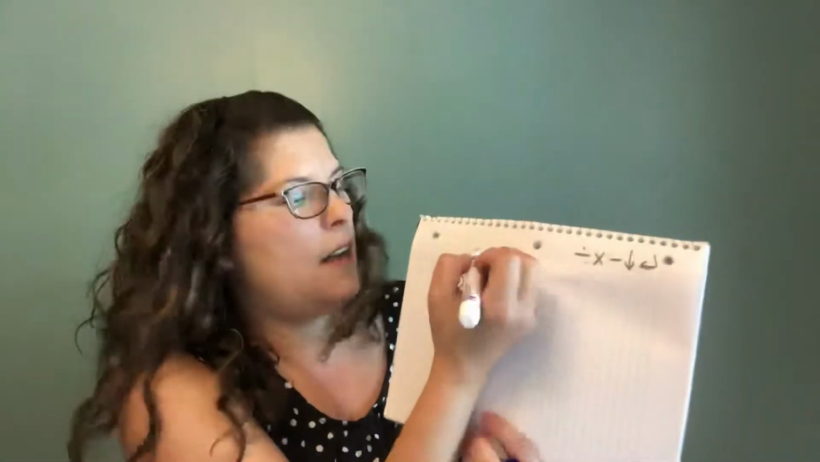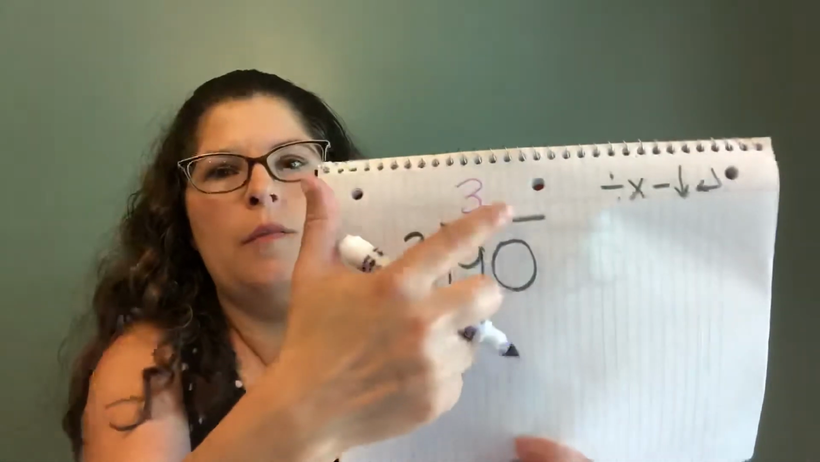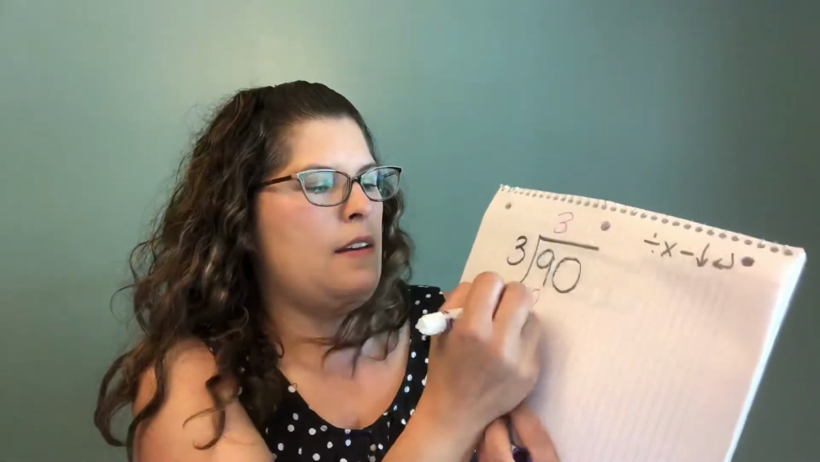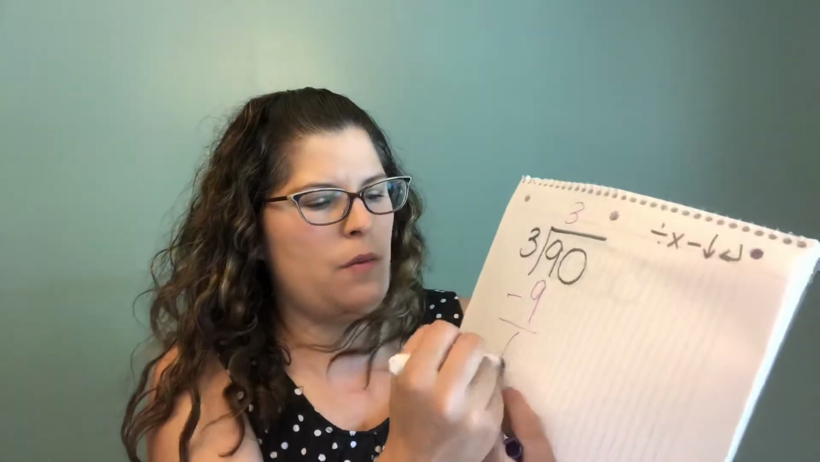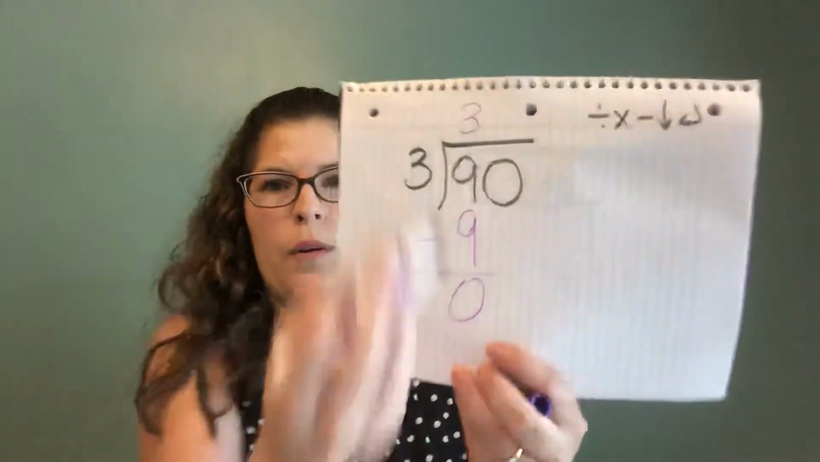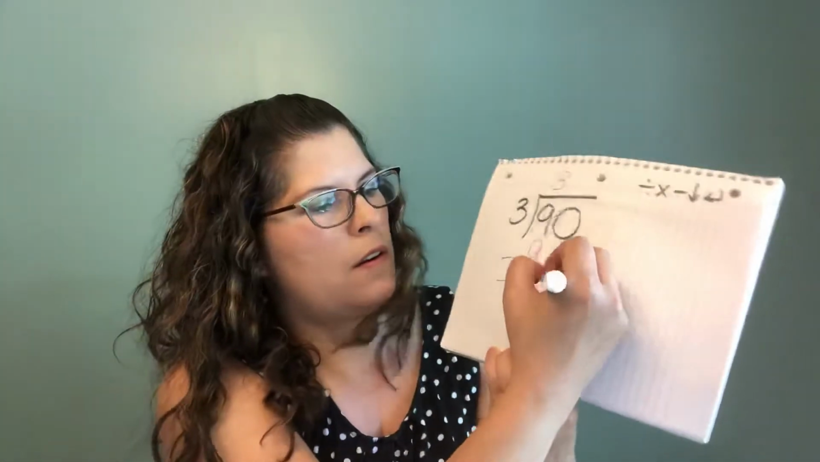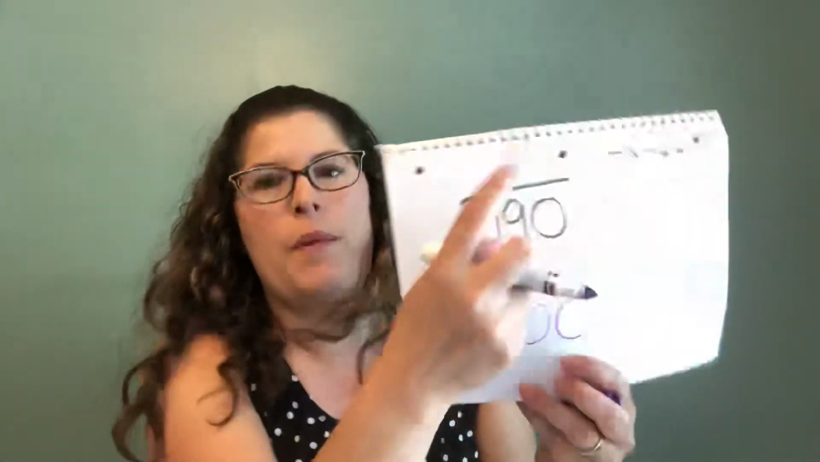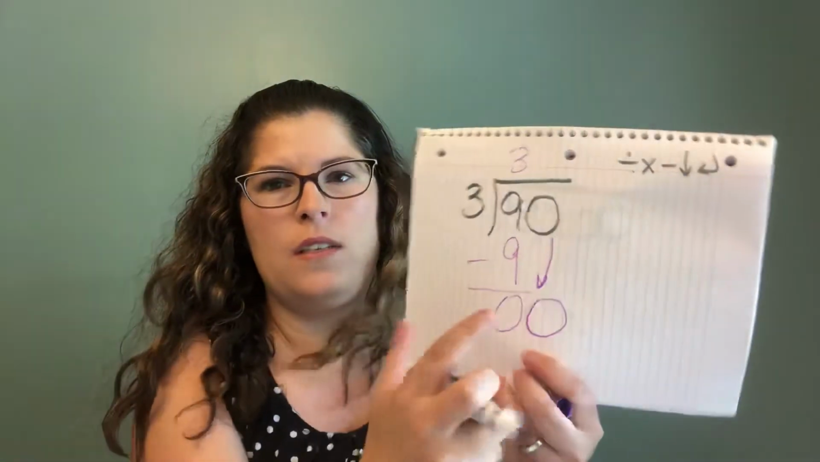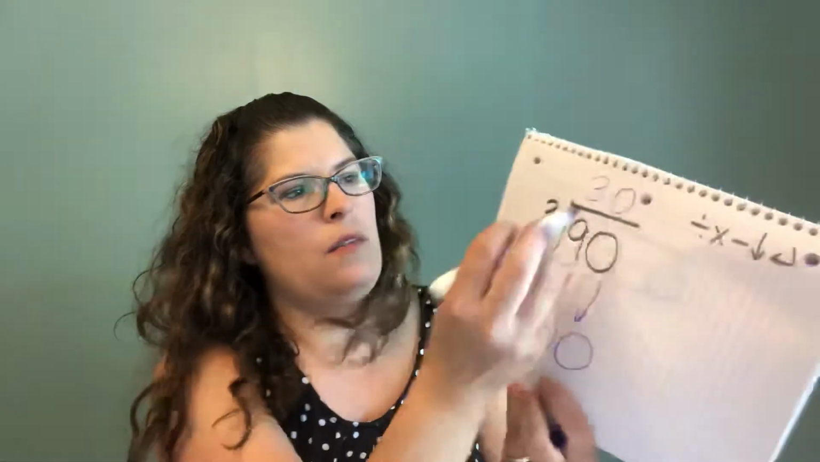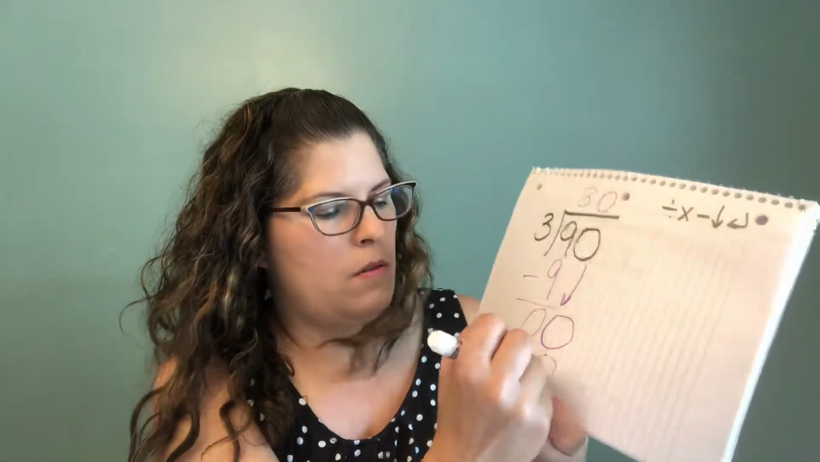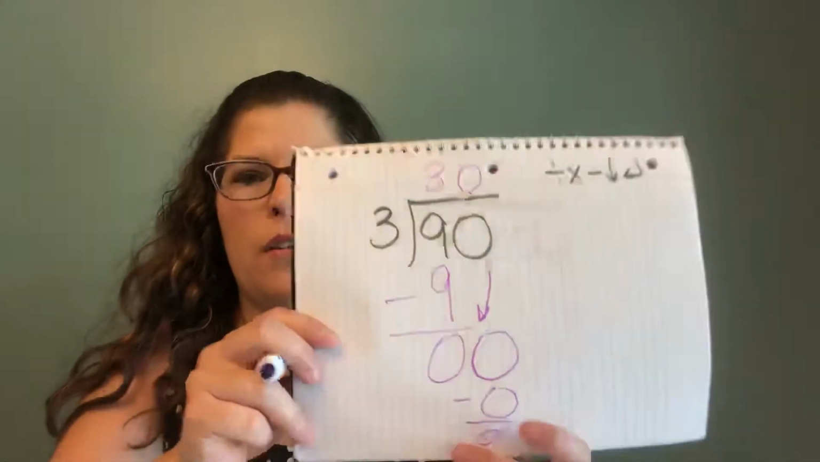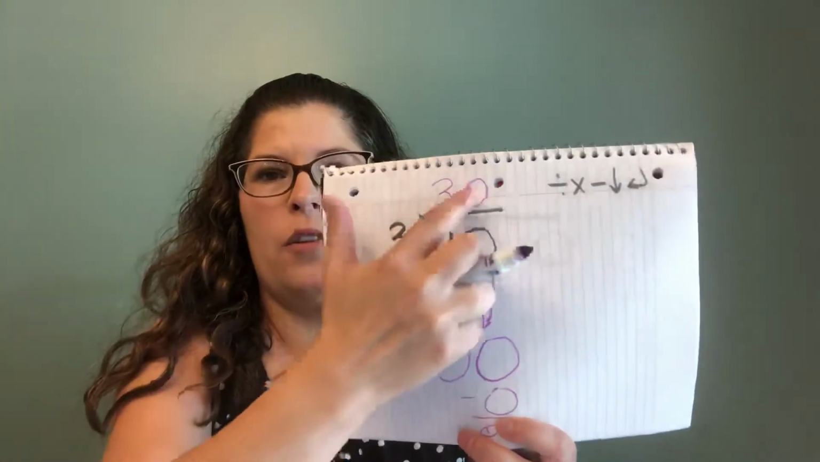3 divided into 9 is 3 times. Now we're going to multiply. 3 times 3 equals 9. Now we're going to subtract. 9 minus 9 equals 0. Boom! Now we're going to bring it on down and bring it on back to that division again. 3 goes into 0 how many times? 0 times. 0 times 3 equals 0. There's no remainder. 3 goes into 90 30 times.